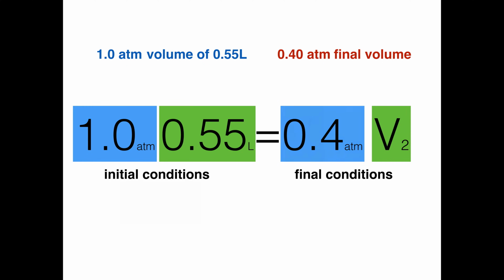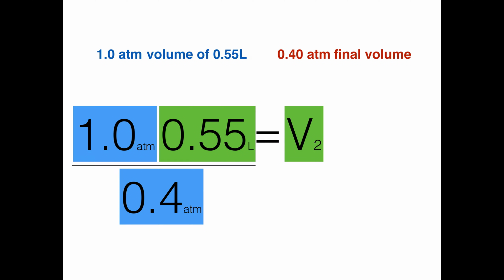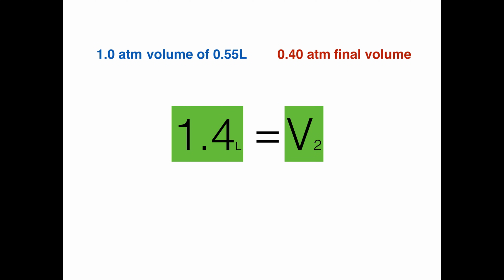So I do some arithmetic. I divide by 0.4, put it on the other end. My atmosphere terms will cancel out, leaving me with liters, which makes sense because that's what I'm looking for, which is volume. So I do a little bit of math and I find out that it's 1.4 liters.